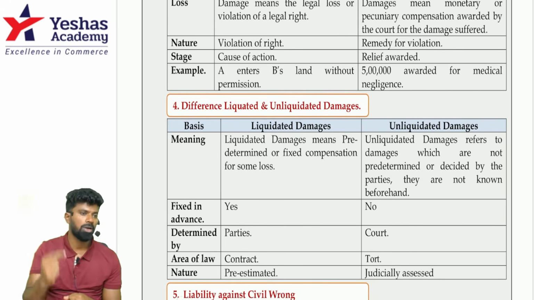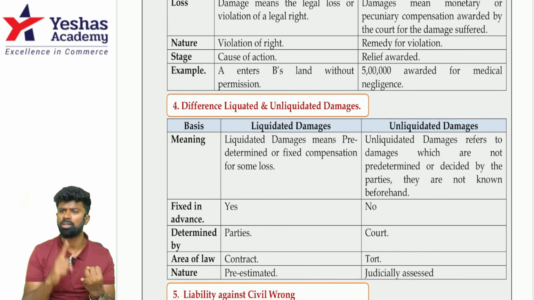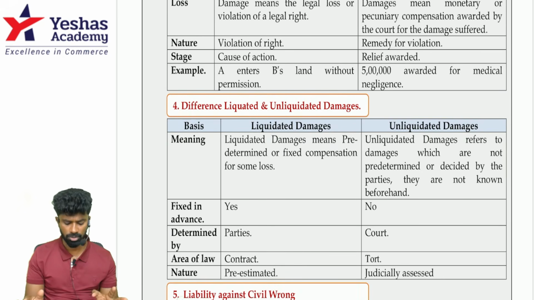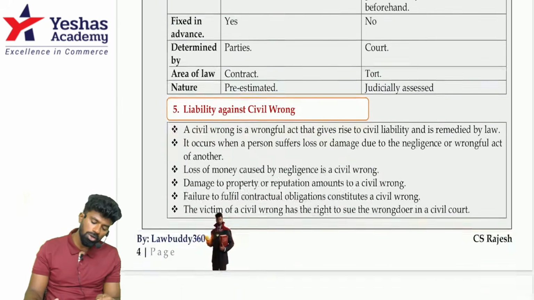Where in common law, what law? What is the remedy? Action for unliquidated damages, other than exclusively breach of contract, breach of trust, and equitable obligation. Clear with this? Next one. Liability against what wrong? Civil wrong.